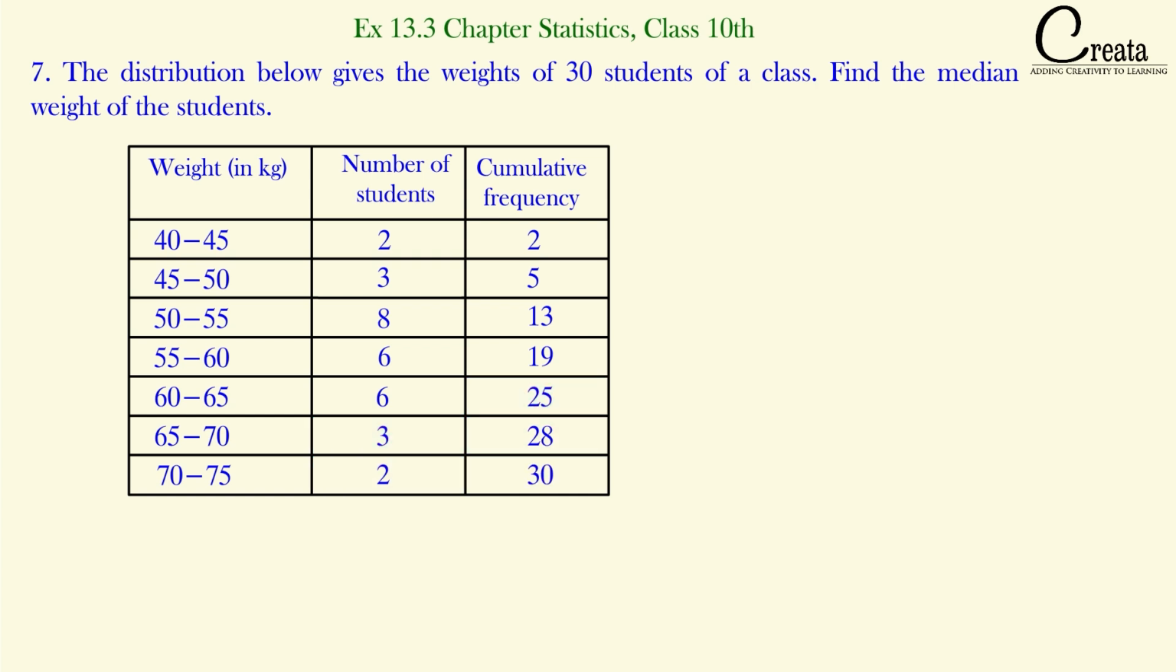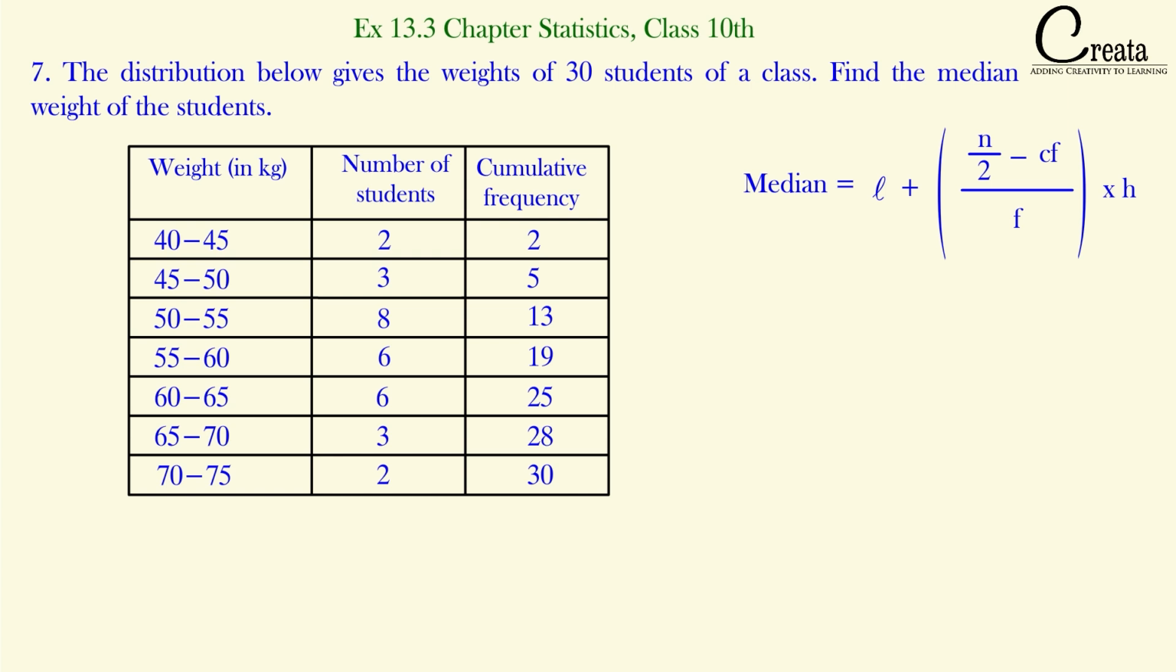The last column we got the addition of all the frequency, which is 30, which is matching with the data given in the question of 30 students in a class. Got it? Our calculation of the cumulative frequency is correct. Further, we have to find the median. This is the formula of median.